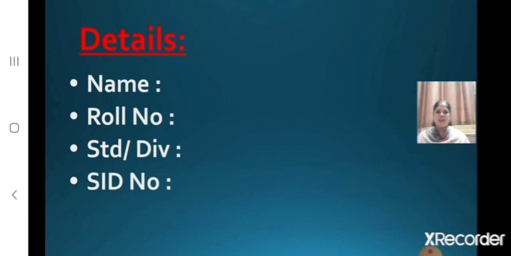And on each page, you are going to mention your details. That is, you are going to write your name and your roll number. Roll number you can write of your previous class. And you will write your standard and division. Children, very important, you have to also mention your SID number.